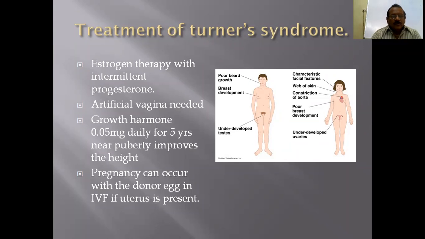Here, the treatment is estrogen therapy with intermittent progesterone. Then artificial vagina needed. Growth hormone 0.05 milligrams daily for 5 years near puberty improves the height. Pregnancy can occur with the donor egg in IVF if uterus is present. Otherwise, they have to go for surrogacy.